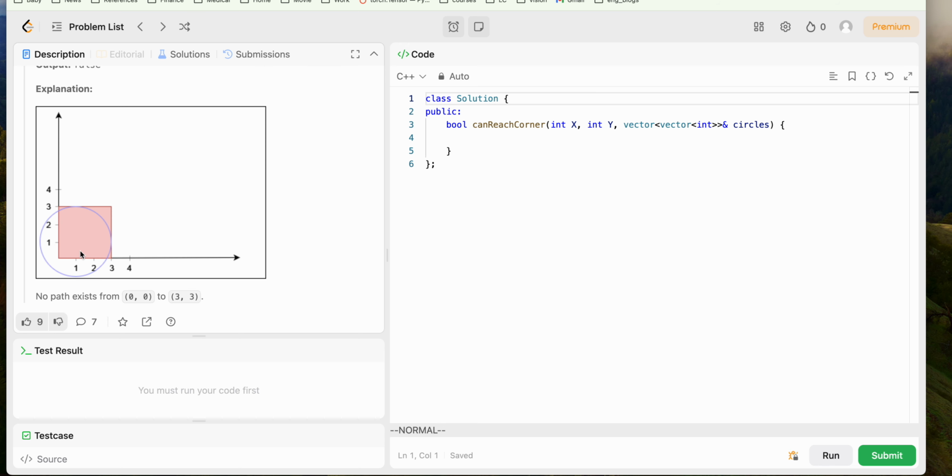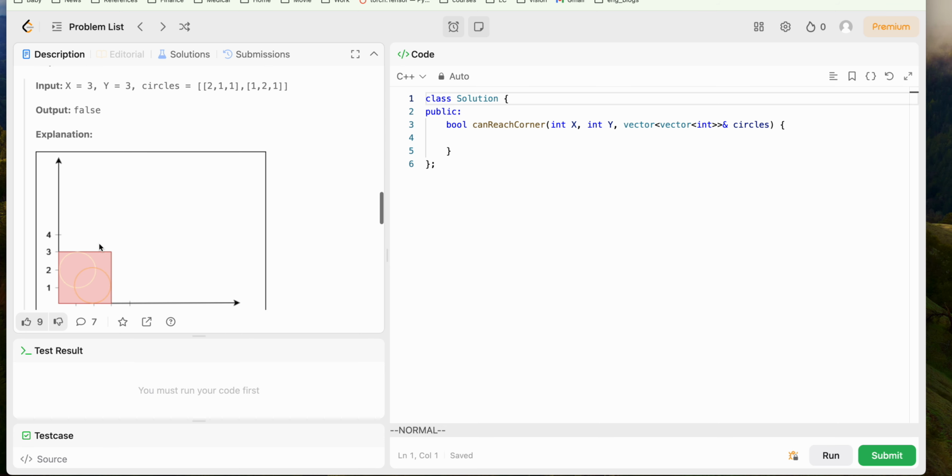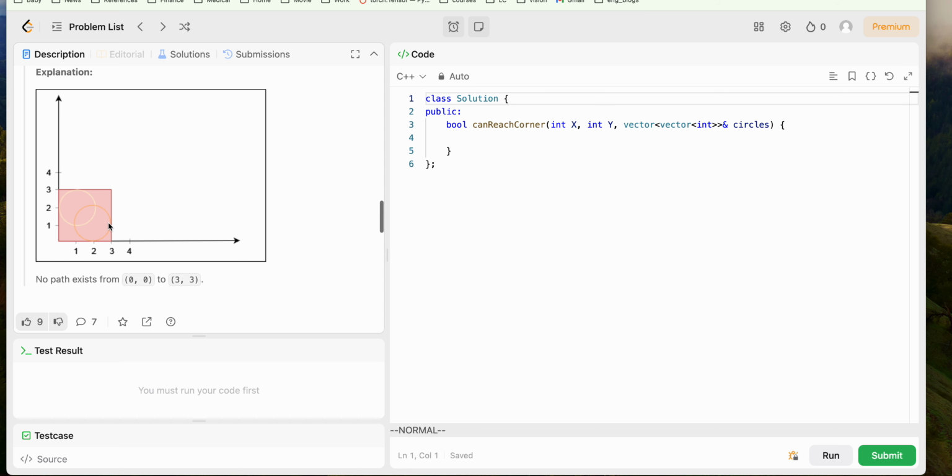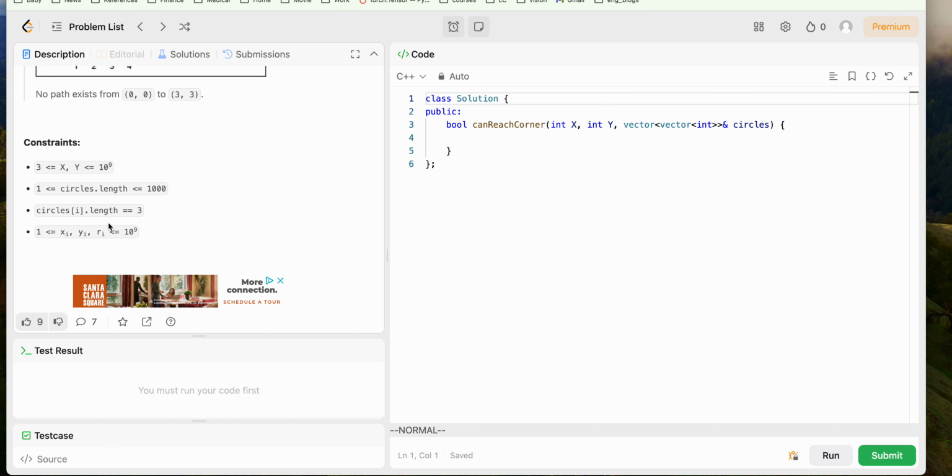And for this case, we are able to do that because we initially are outside of this circle area. And for this one, we cannot do that because these two circles block all the possible ways from this point to this point. Okay, then how to solve this problem?